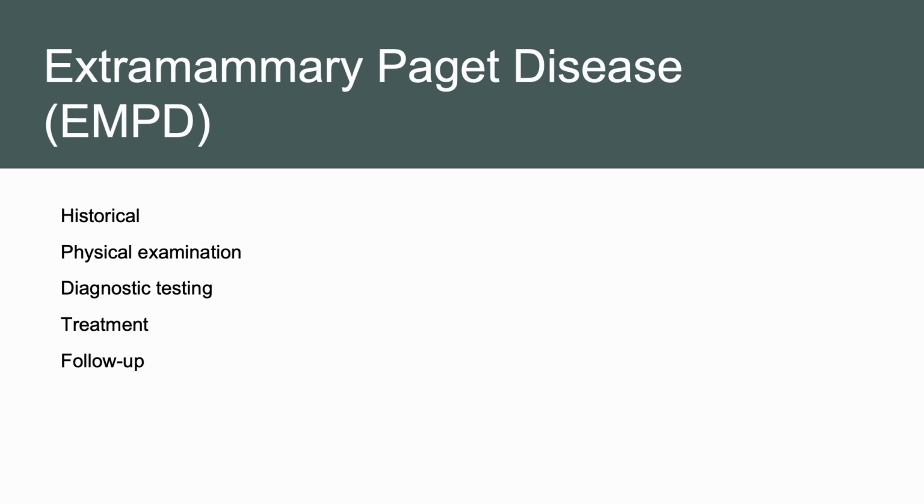History, ask about persistent non-healing eczematous lesions in the anogenital area. Ask about pruritus and discomfort. Physical exam, the red velvety plaques with possible scaling and crusting. It may resemble eczema or dermatitis, but does not respond to typical treatments. Diagnostic testing, skin biopsy with immunohistochemical staining to confirm diagnosis.